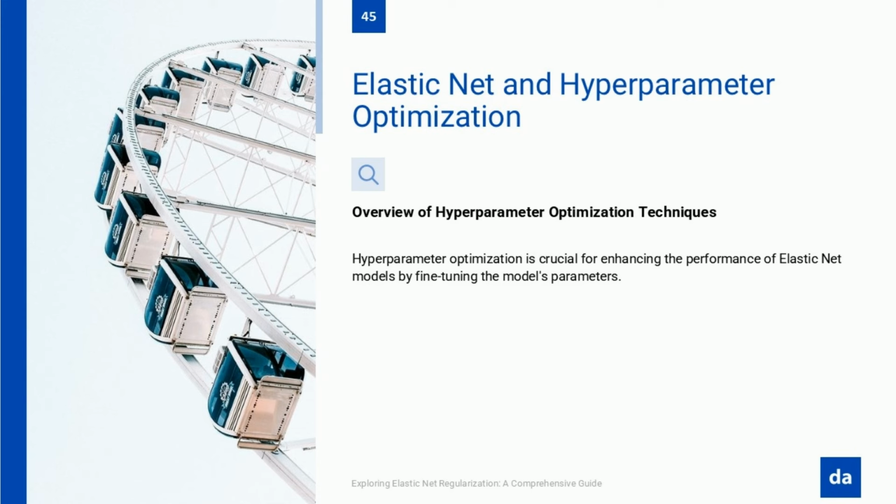So how do we find the best combination of lambda and alpha? Instead of manually testing different values, we use automated hyperparameter tuning methods like grid search. This method systematically tests all possible combinations of lambda and alpha values, selecting the best pair based on performance metrics.